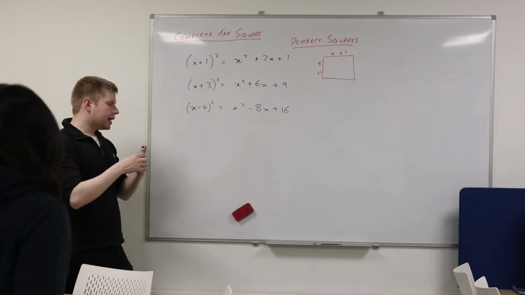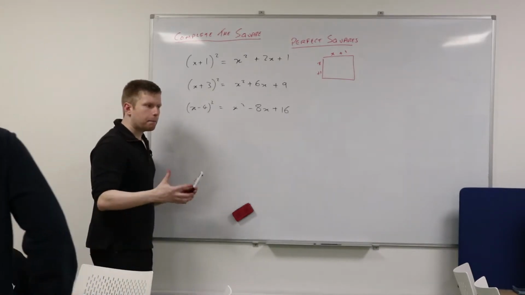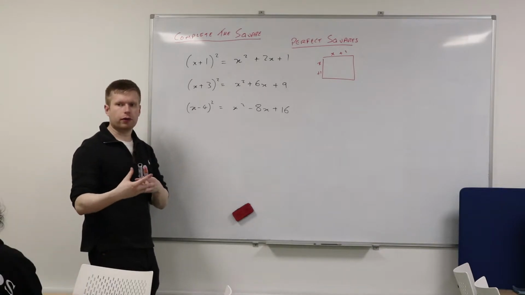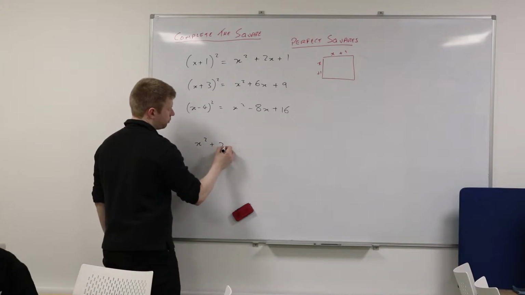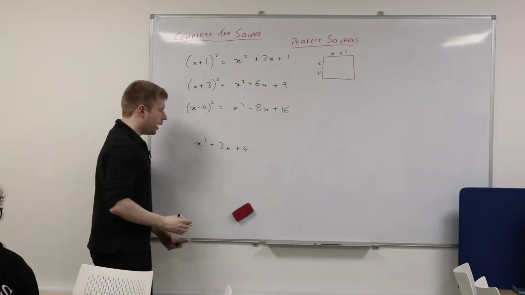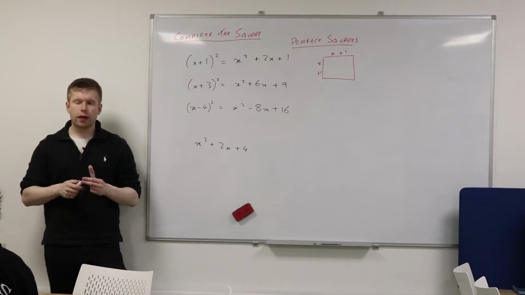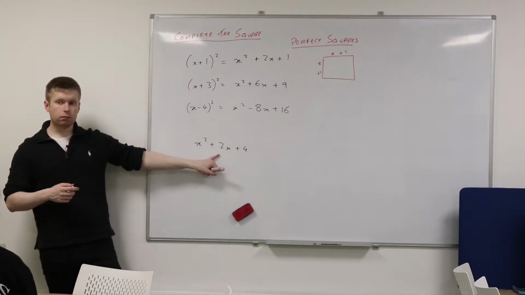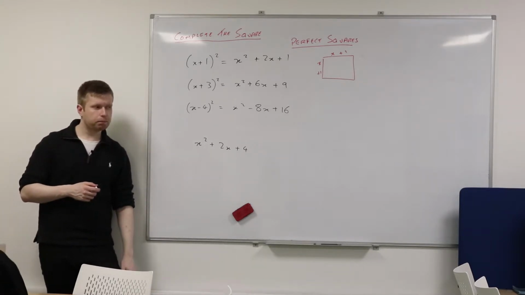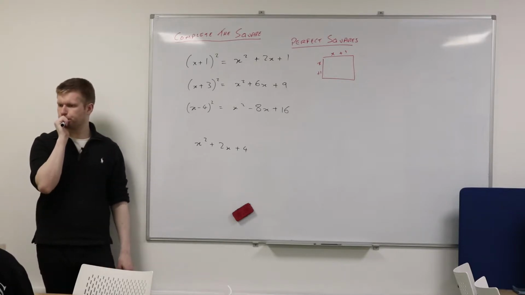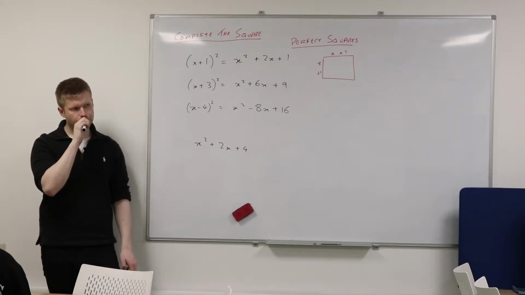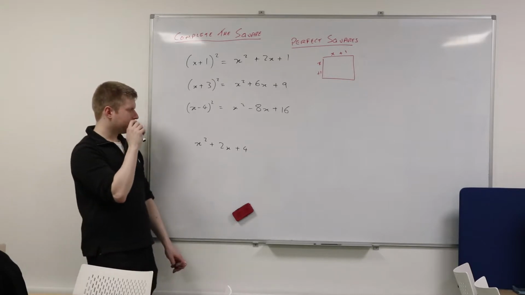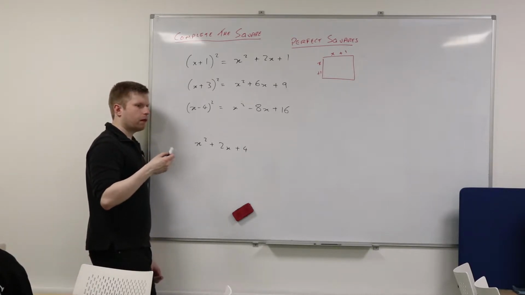Now, not everything is a perfect square, but can we make it look like a perfect square? For example, take something like this: x squared plus 2x plus 4. This isn't a perfect square, but we can make it look like a perfect square. So how? Then we can turn 4 into 1 plus 3.